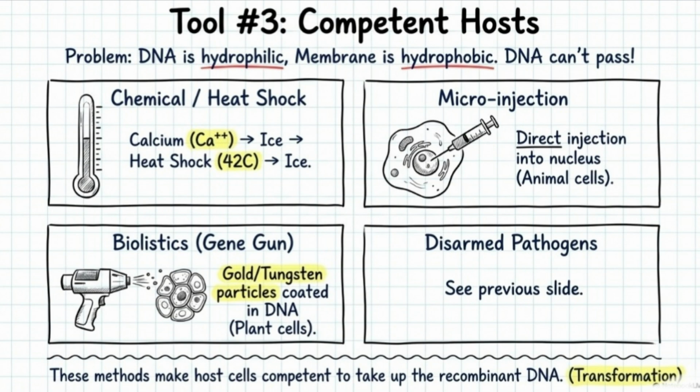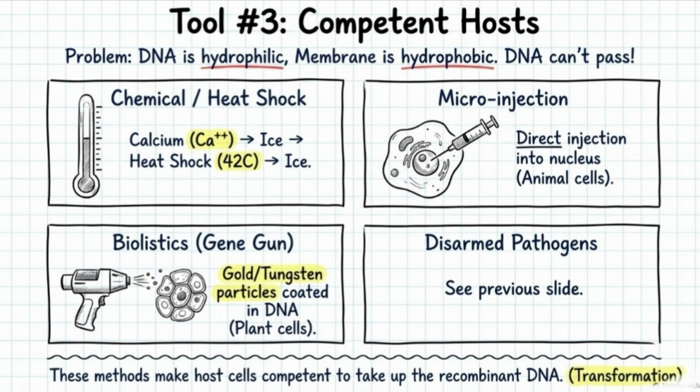Method 1. Chemical heat shock. First, treat cells with calcium ions, Ca²⁺. Keep them on ice. Then give a heat shock at 42 degrees Celsius. And again place them on ice. This sudden temperature change helps DNA enter the cell.